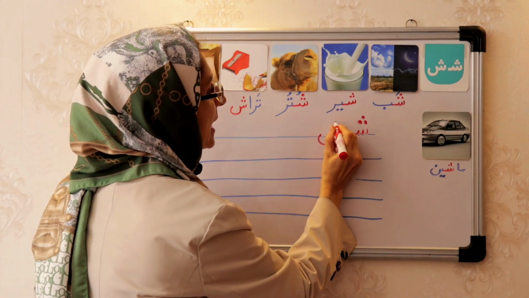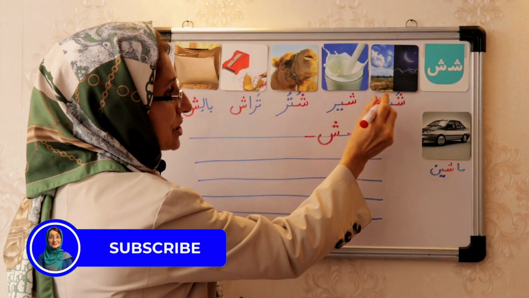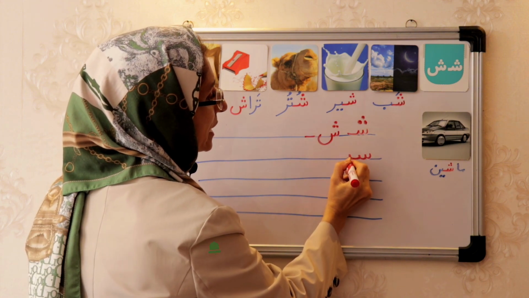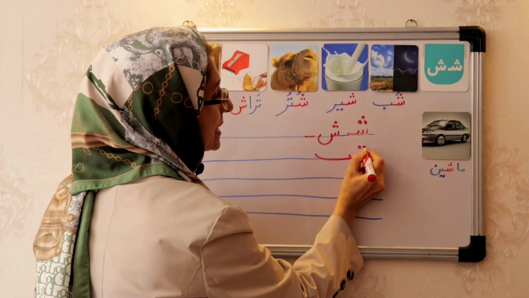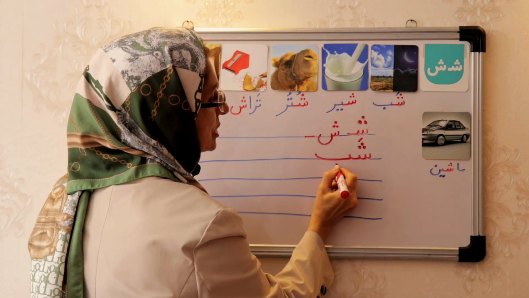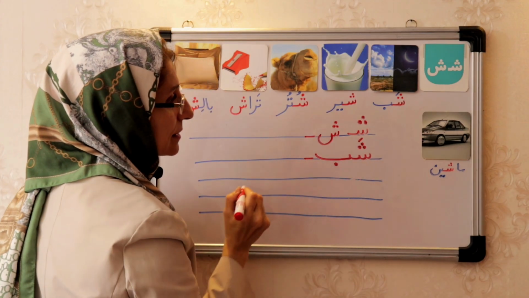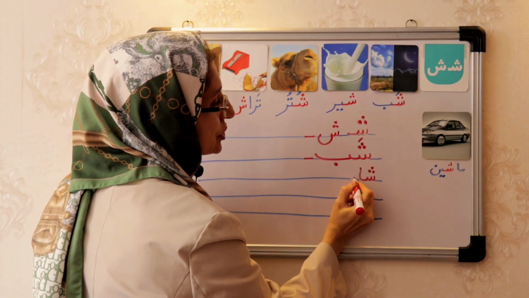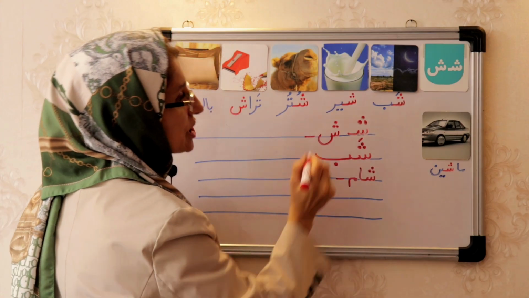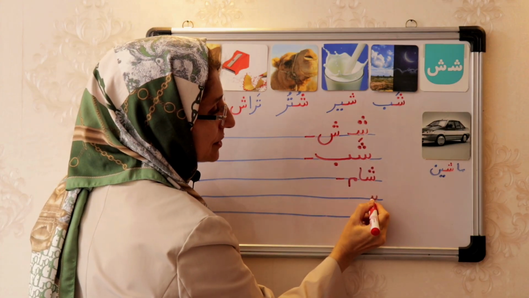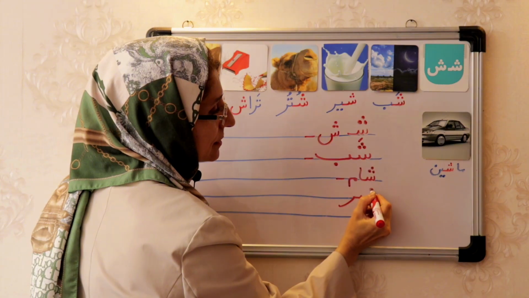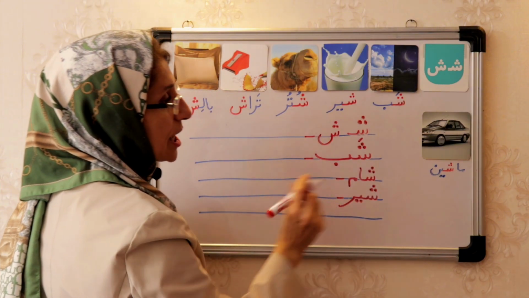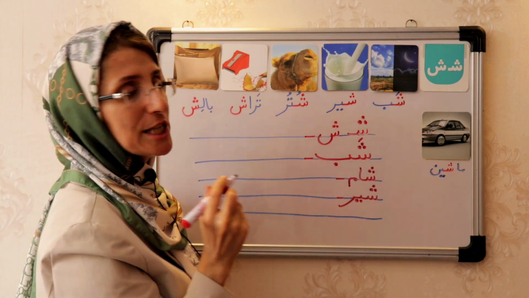ش آخر. شب. Look at the way I write and imitate exactly how I do. شب. شام, dinner. شام. شیر, milk. شیر.